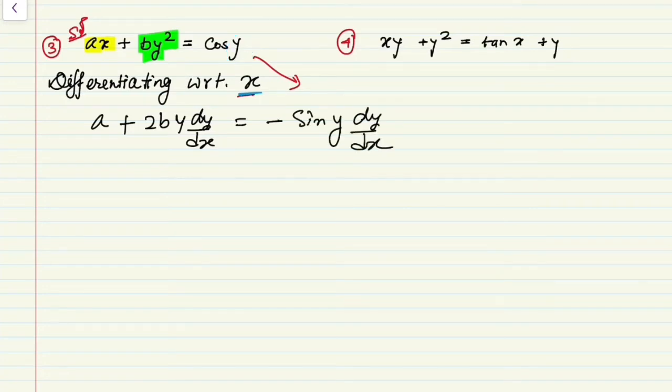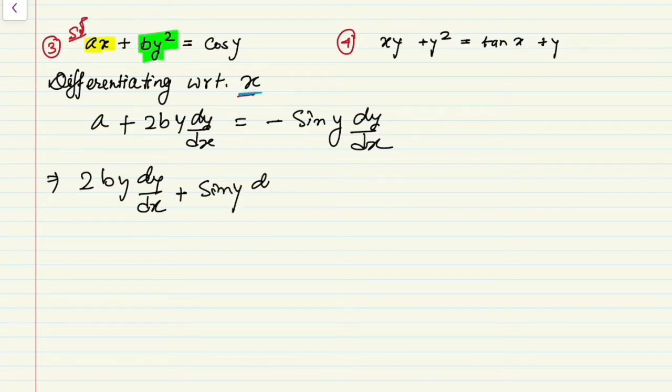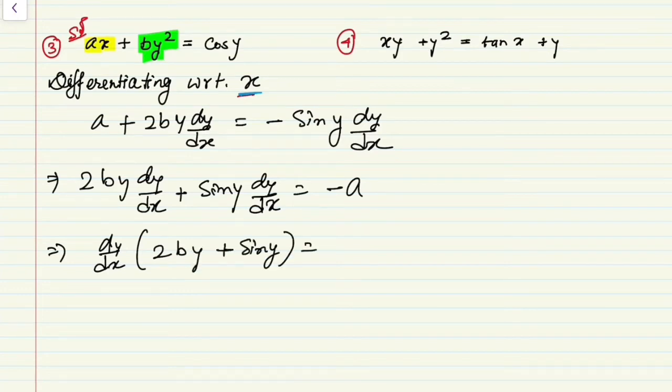Okay, so now this implies, let me write the terms containing dy/dx on one side of the equal sign, then what we will get, 2by dy/dx, minus sign becomes plus here, sin y dy/dx. On the other side, this positive a becomes negative. Okay, so here dy/dx can be taken as common, then we will get within bracket 2by plus sin y equal to minus a.